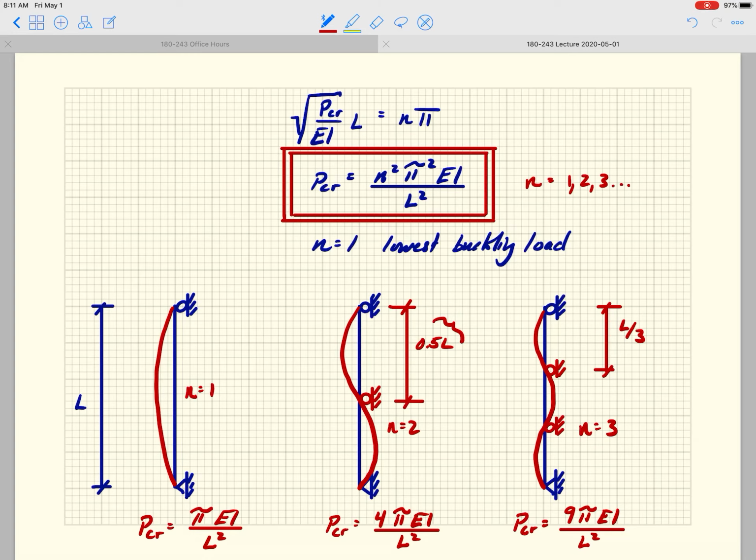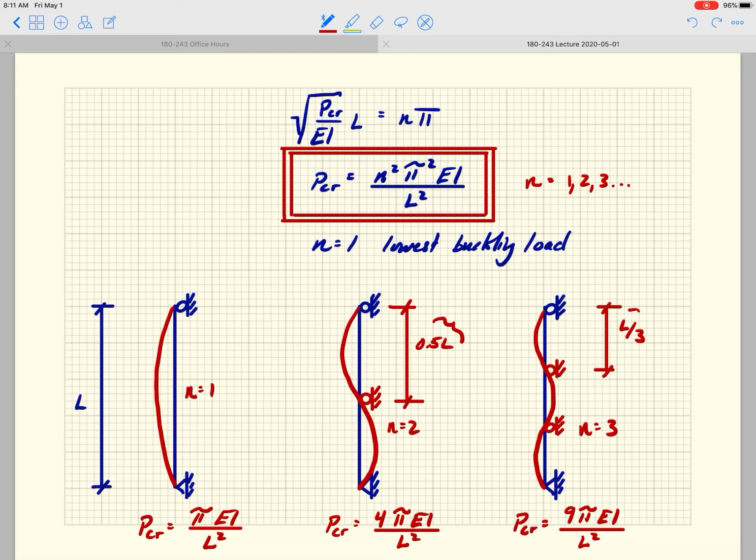And you could say, okay, that 9 is actually the 3 squared, and there we're following this equation up top. Or I could say, no, this isn't the third buckling mode.